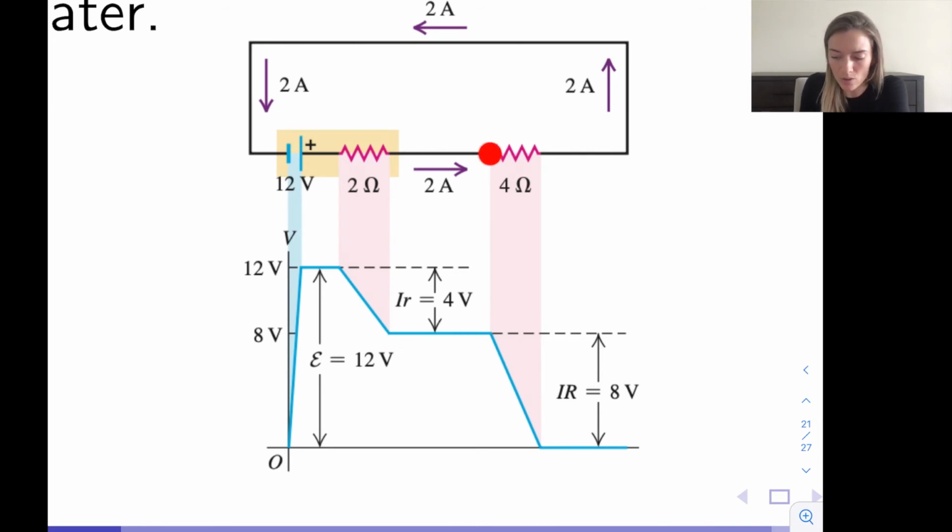Nothing happens as it goes along this wire because it's a perfect conductor. It gets to this resistor and loses more energy, equal to an amount current times resistance. So the current in the wire is 2 amps.